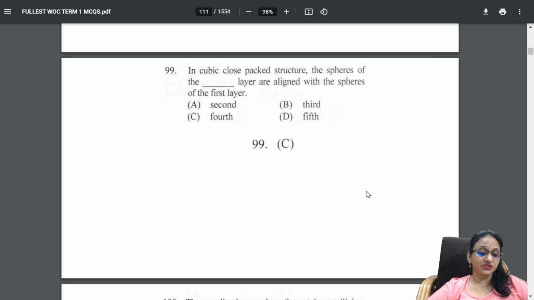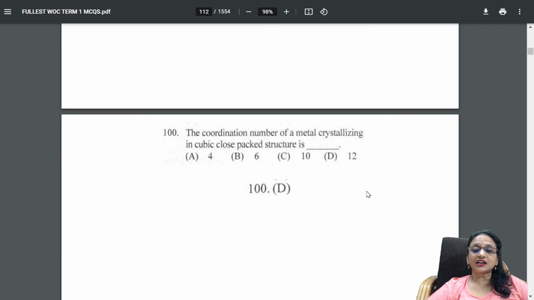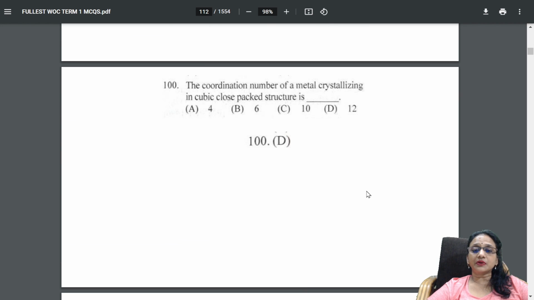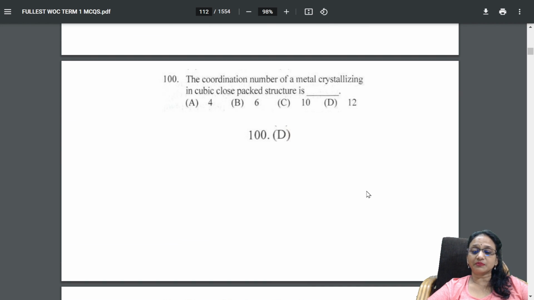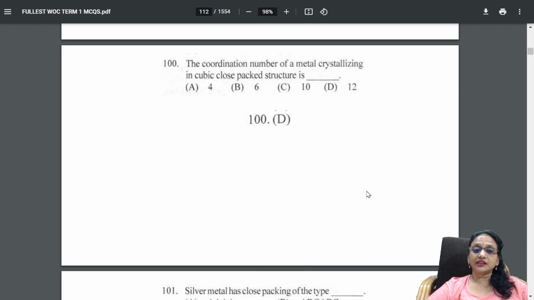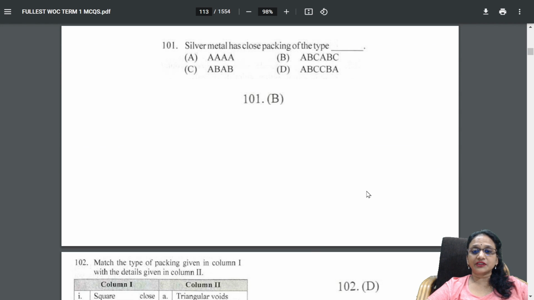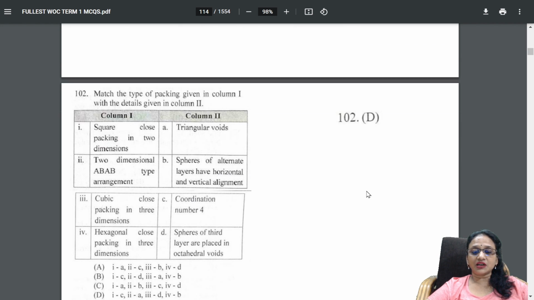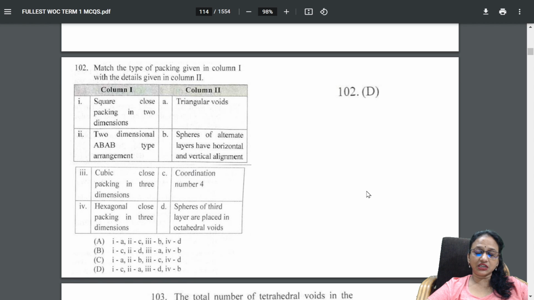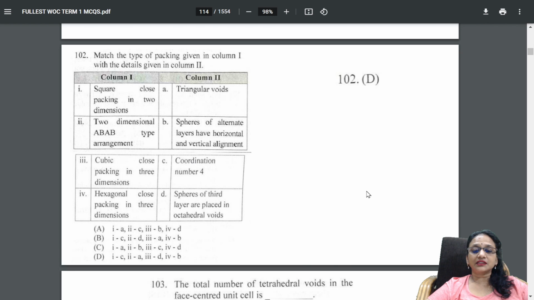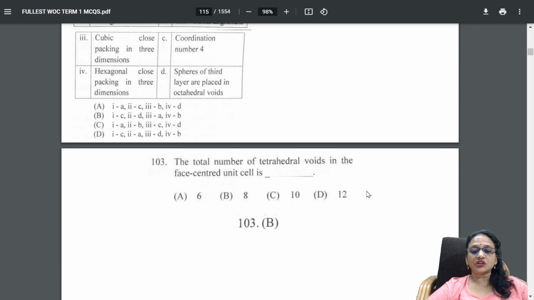The arrangement question is this. Then comes the coordination number of a metal crystallizing in cubic close packing. What is the coordination number? Cubic close packed is 12. Then after that, slowly packing questions are like this. They will ask you packing questions in multiple choice questions also in this way. You can take it. Gradually, we will go into the voids questions.